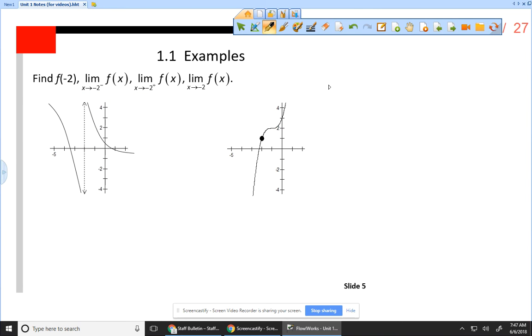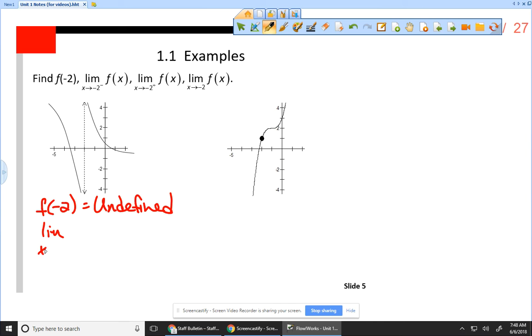All right, a couple more examples. All right, f of -2. So first of all, f of -2, we look here, there is a dotted line. That is a way that we indicate the existence of a vertical asymptote. There is no closed circle, and so we would say that the function is undefined at x equals -2.